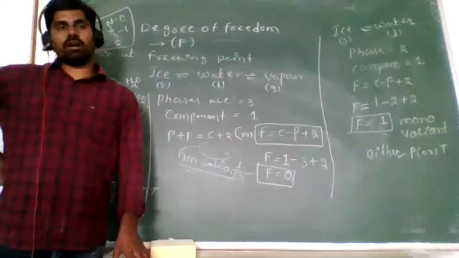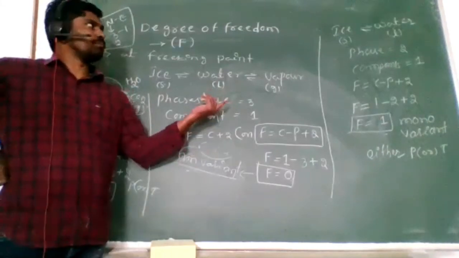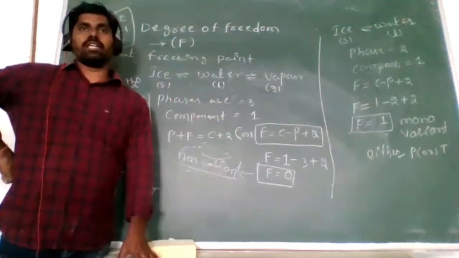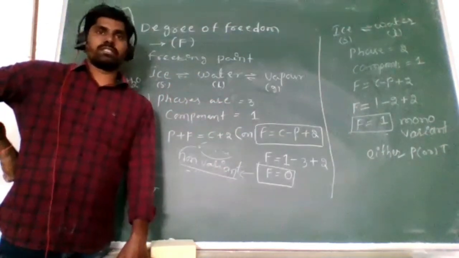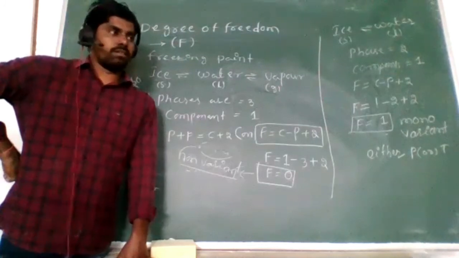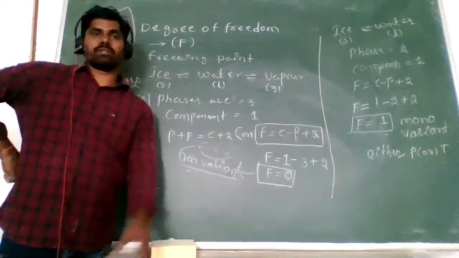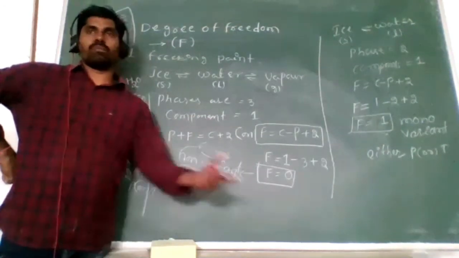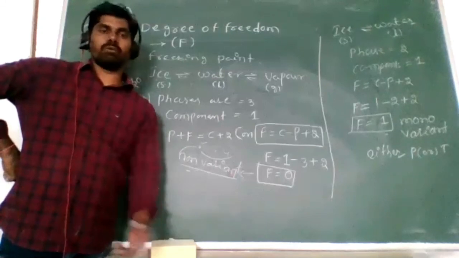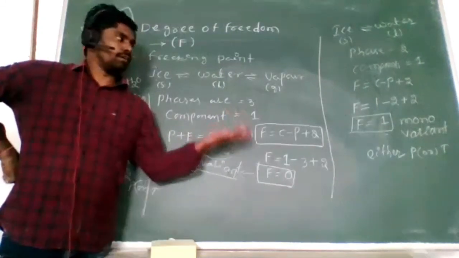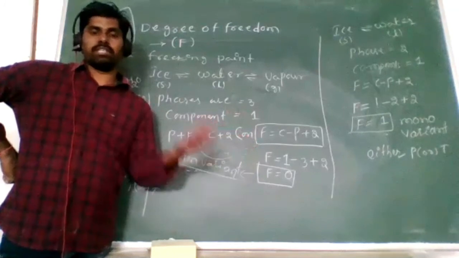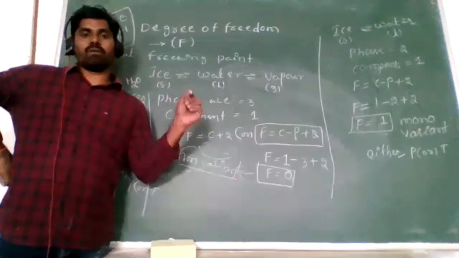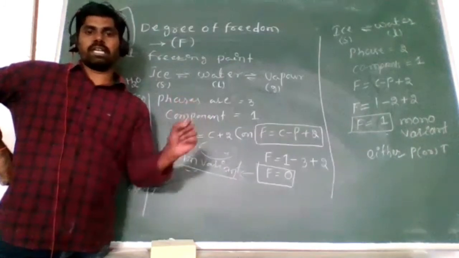Next, what is the component? Component is the minimum, the smallest number of independent variable constituents taking part in the equilibrium. So that can be written in a chemical equation. Those compositions are to be expressed in chemical equations. That is the components. Component means we can write how many compositions are in the equilibrium in chemical equations.